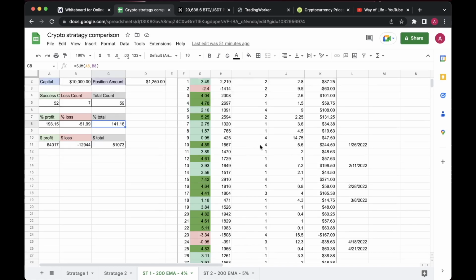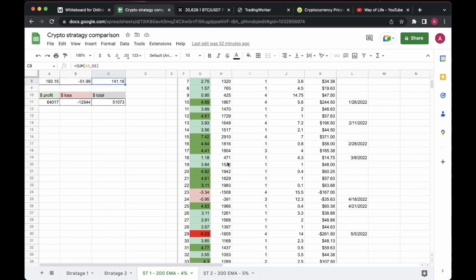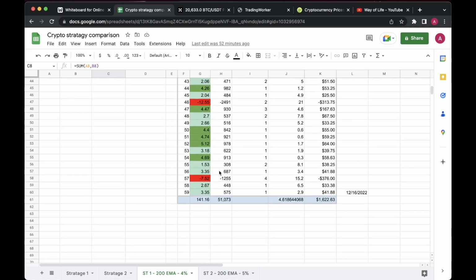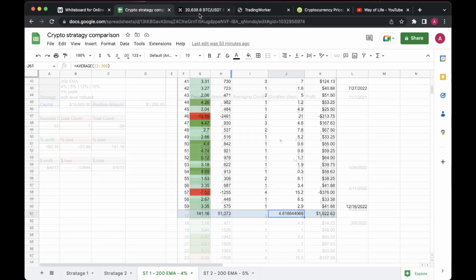This is the statistic for the last year, with the percent, amount, average count, how many times I decided to average, duration of the deal, and what kind of profit I have. If we go down and see what kind of numbers we have, 140% profit for a year. It's only on Bitcoin. You can see that I don't have any leverage. The main idea here is that we need to stay in the position as long as we can. So let's go further and see.